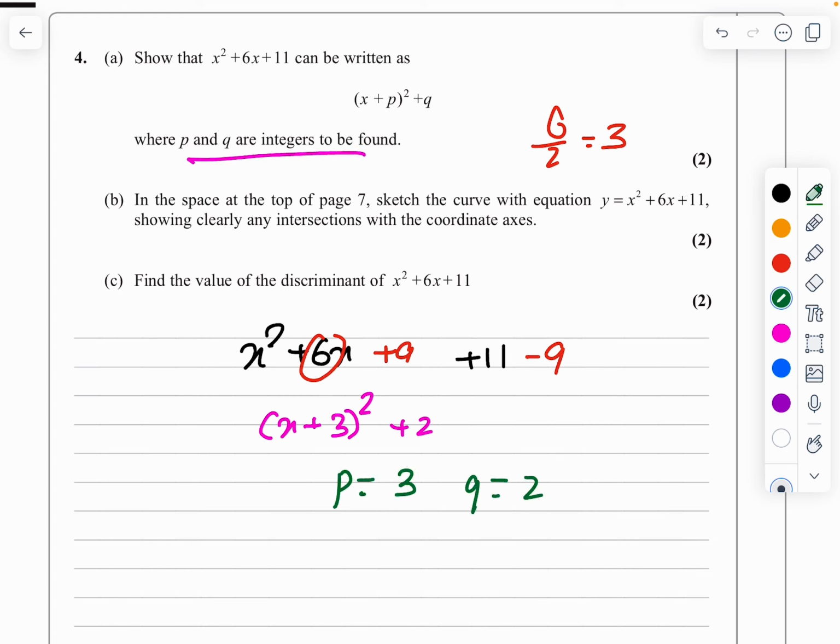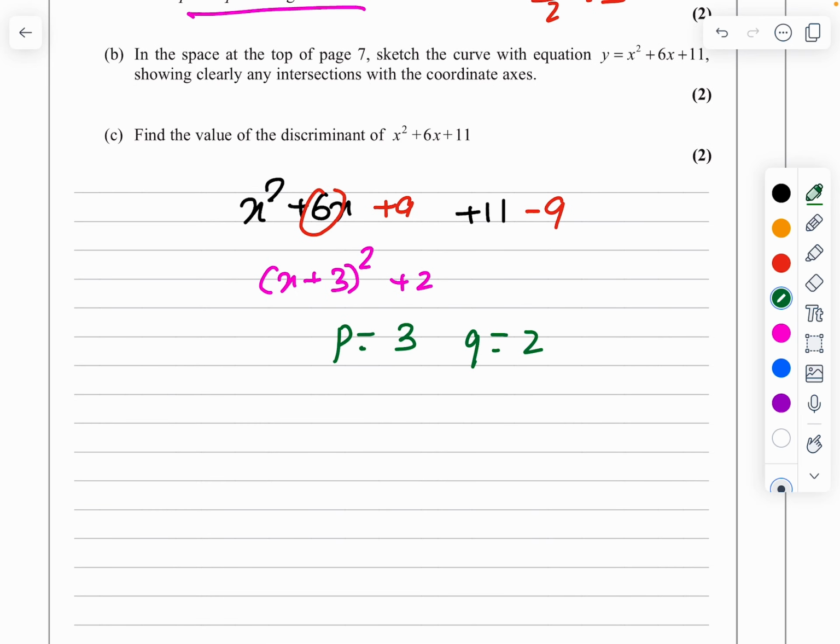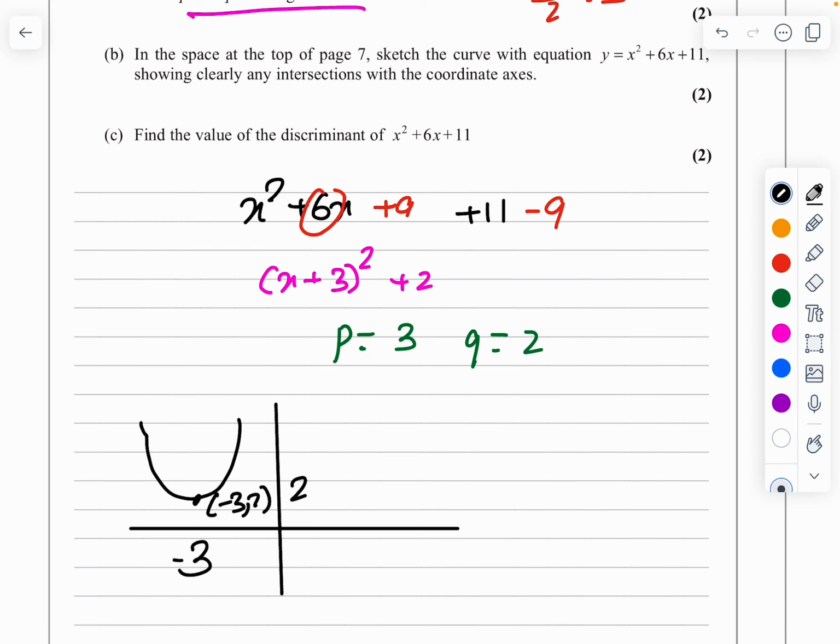In the space at the top of page 7, sketch this graph. So we are supposed to sketch it out. x plus 3 whole square means it moves 3 units to the left and 2 units up. So this is going to be the vertex.